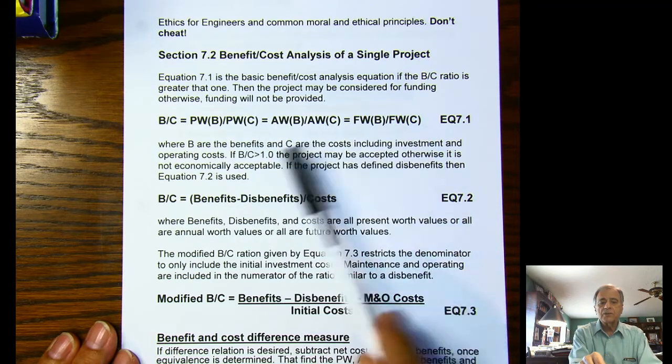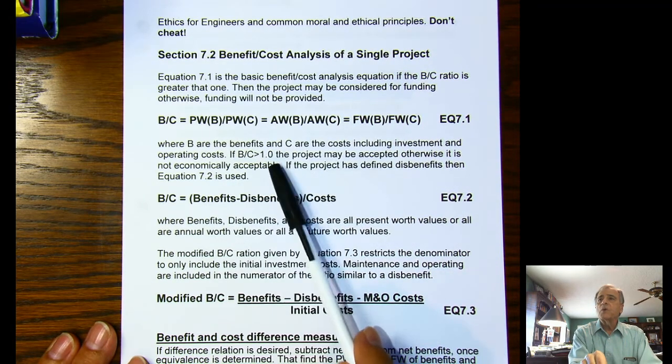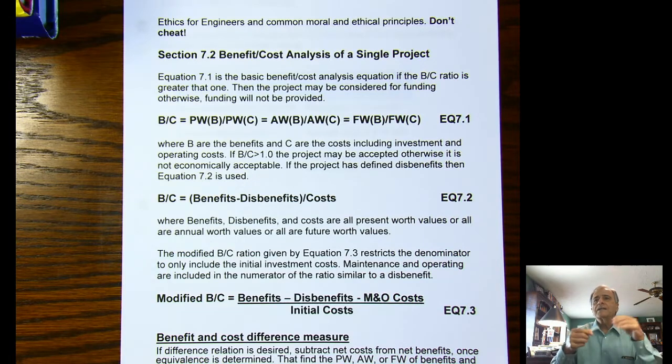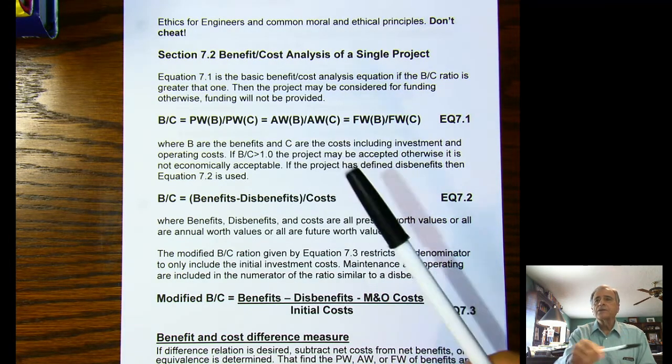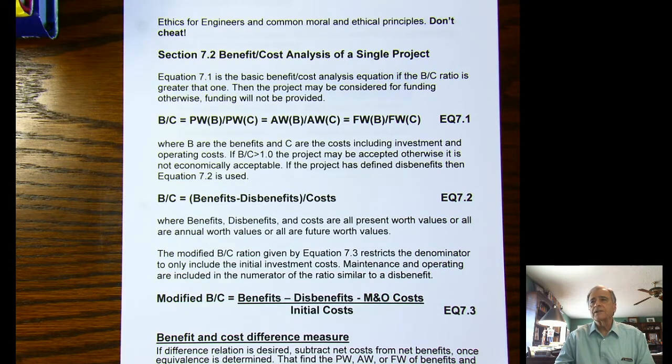And the basic equation then, whatever of these three elements you decide to convert all the benefits and all the costs to, that ratio, if it's greater than 1, then this project is economically acceptable. It doesn't mean that it'll be actually accepted. It just means that it's potentially acceptable, okay? Or it can be accepted. It doesn't mean it will be accepted. But if it's less than 0, if that ratio of say annual worth of benefits divided by annual worth of costs is negative, it's rejected out of hand. It's not considered again.